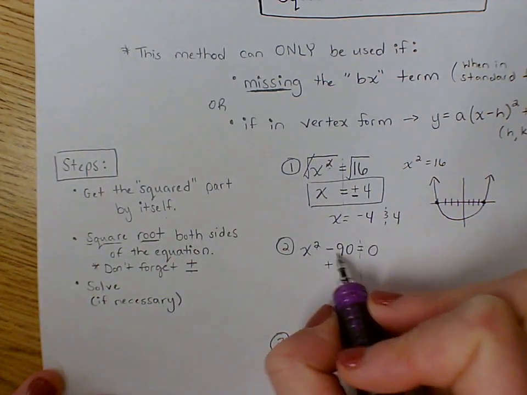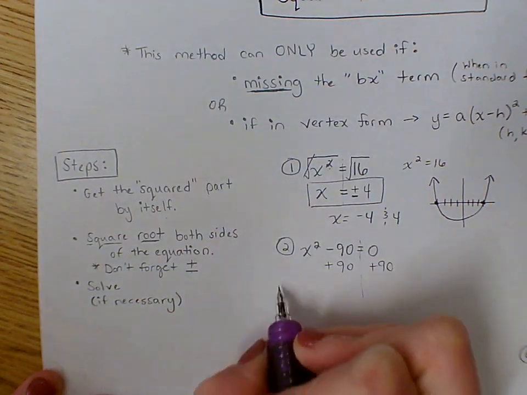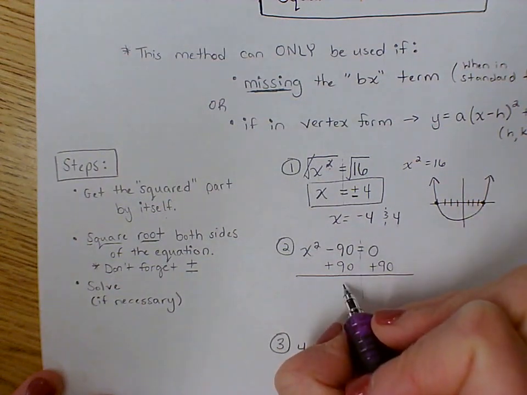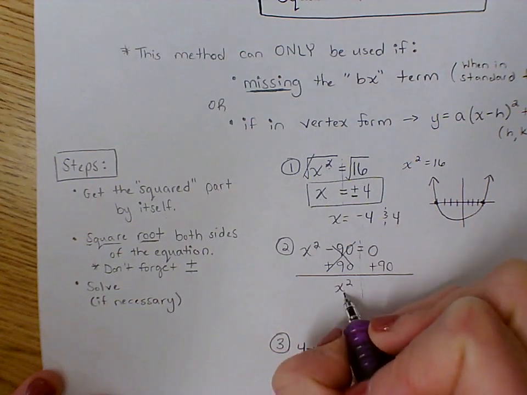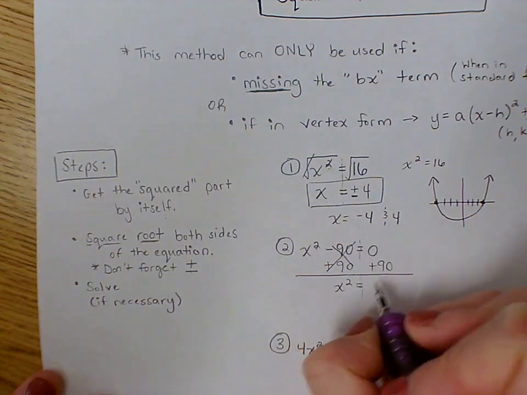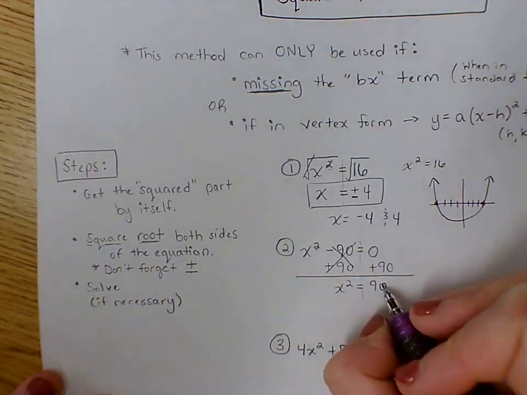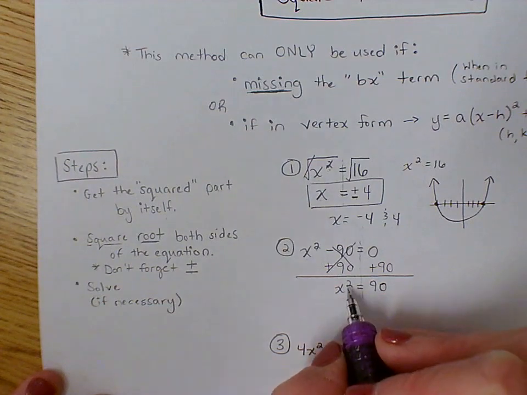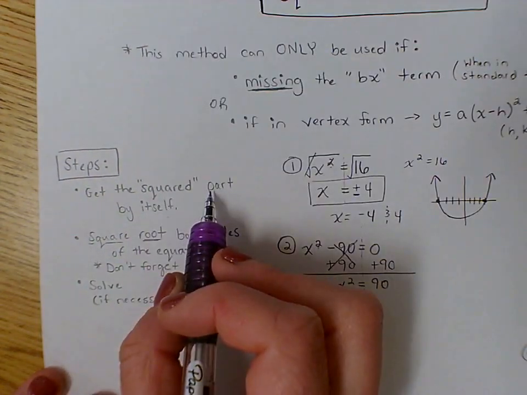So the opposite of subtracting 90 is adding it. So you do that to both sides. So negative 90 plus 90 is 0, so those go away, which is what you want to happen. Your x squared comes down, and then you add these, so you got 0 plus 90, which is 90. And then from there, you've got the squared part by itself.